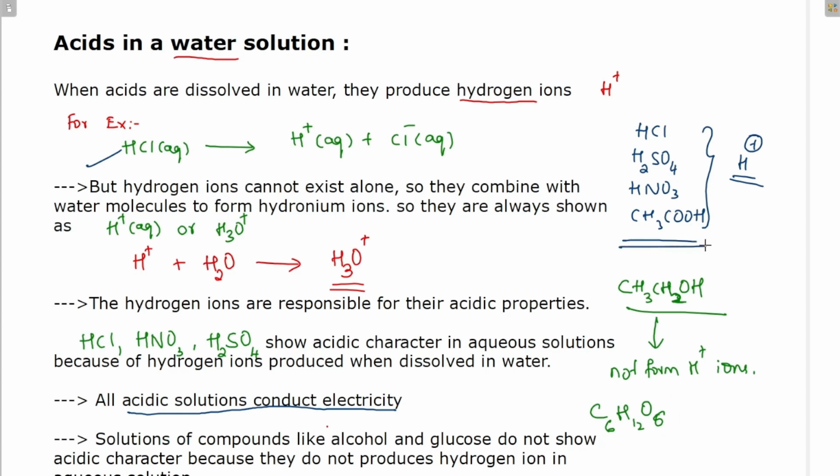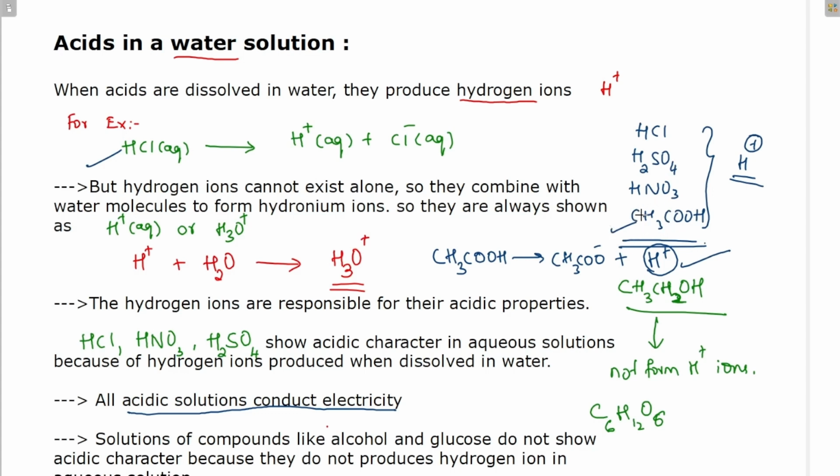You can see this in the case of acetic acid. Why does it behave as an acid? Because it will form H plus ions when it is dissolved in water. Even though it is a weak acid, it will dissociate in water as CH3COO anion, acetate anion, and H plus cation. Because of the formation of this H plus ion in water, it is an acid. Even though the percentage of dissociation is very less, it is not a strong acid, it is a weak acid. But due to the formation of these H plus ions in water, this is considered an acid here.